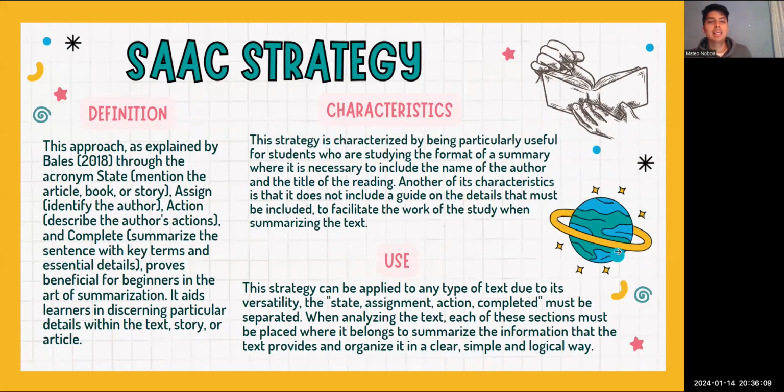And we can see the last strategy, called the AAC strategy. The definition of this strategy is this approach as explained by Bales 2018. The characteristics are that this strategy is particularly useful for students who are studying the format of a summary, where it is necessary to include the name of the author of the reading, obviously, and the title of the reading.